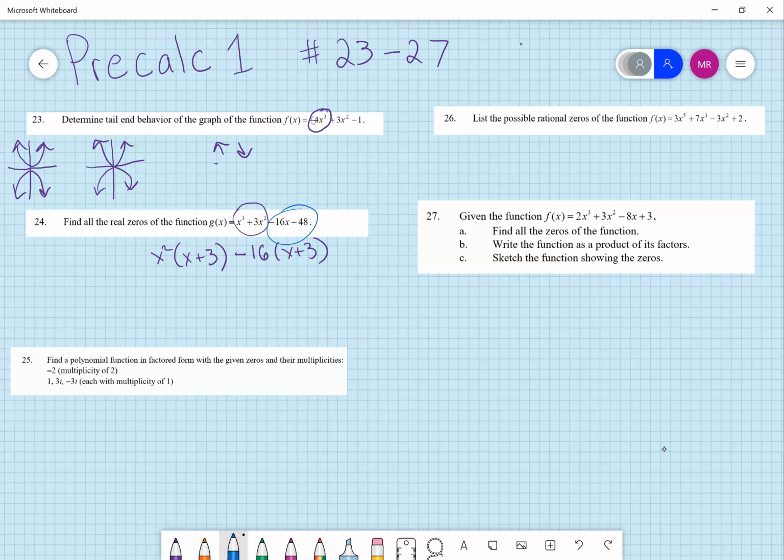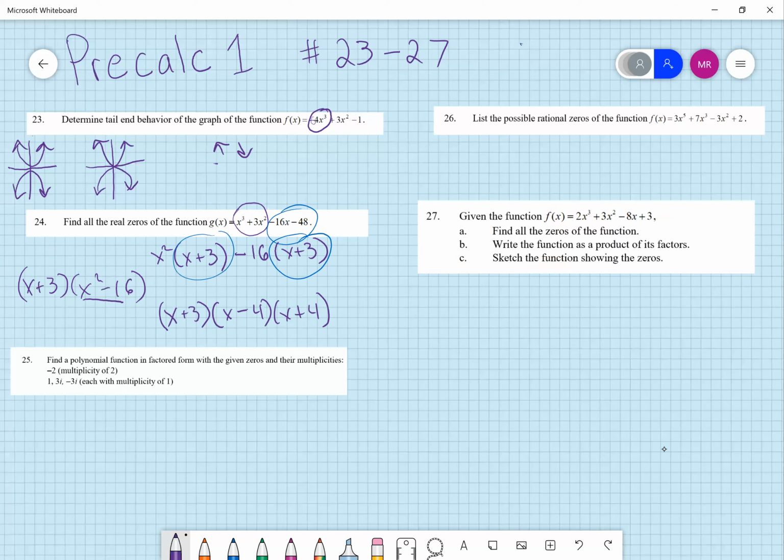And I can factor this x plus 3 out of both terms, so I get x plus 3 times x squared minus 16. Now I'm pretty close, but I'm not fully done yet because this x squared minus 16 is a perfect square. So my final breakdown is x plus 3 times x minus 4 and x plus 4.